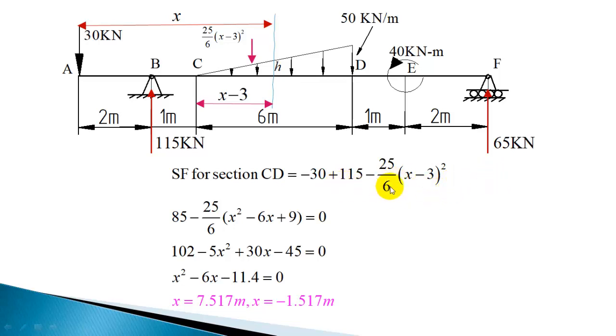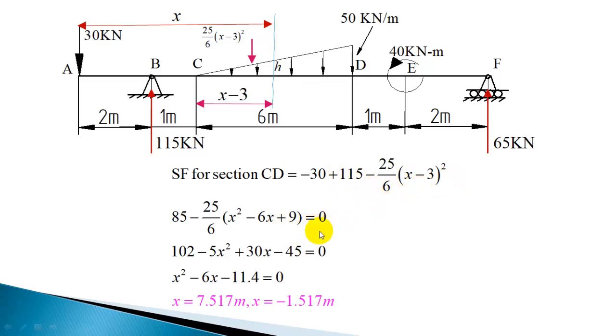You can use this equation to find out the shear force at any point between C and D. But we have written this to calculate the point where shear force is coming to 0. So you can equate this equation to 0. So this is minus 30 plus 115 is 85, minus 25 by 6 into (x minus 3) square. So (x minus 3) square I have expanded, x square minus 6x plus 9.